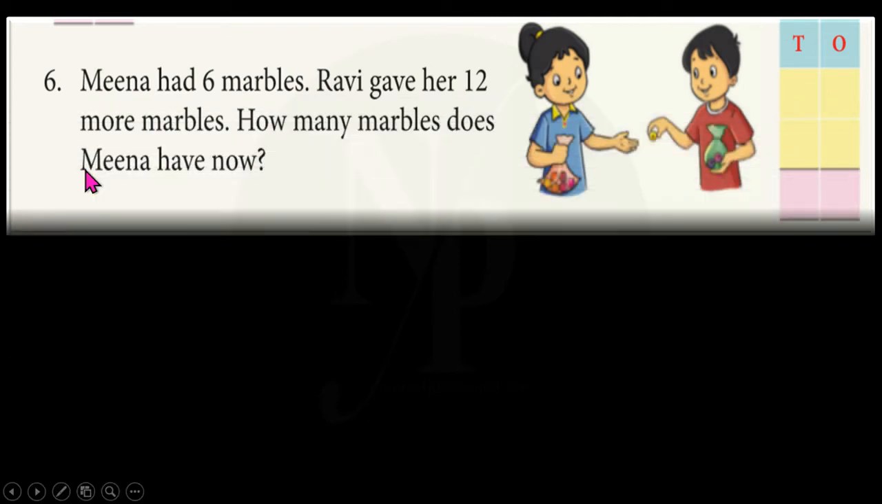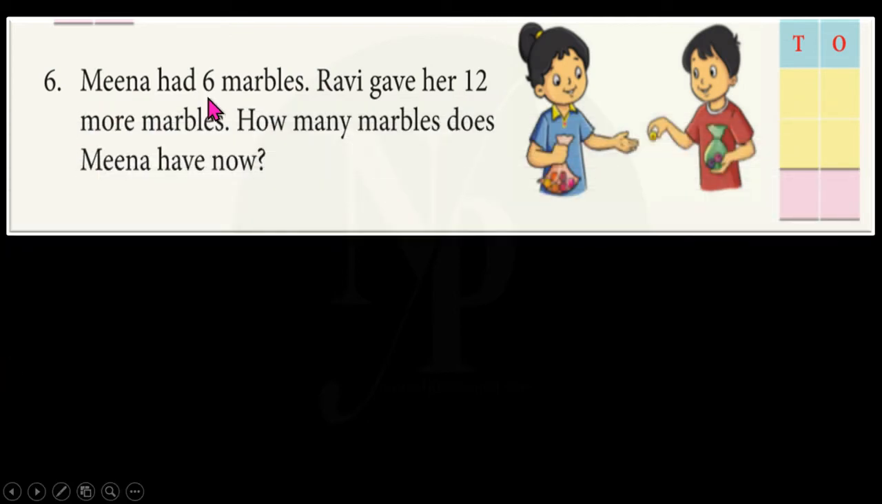Question number 6. Meena had 6 marbles. Ravi gave her 12 more marbles. How many marbles does Meena have now? So initially Meena had 6 marbles.